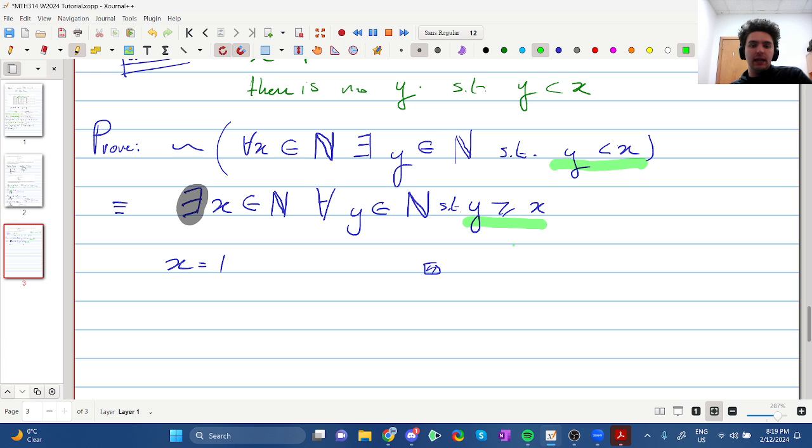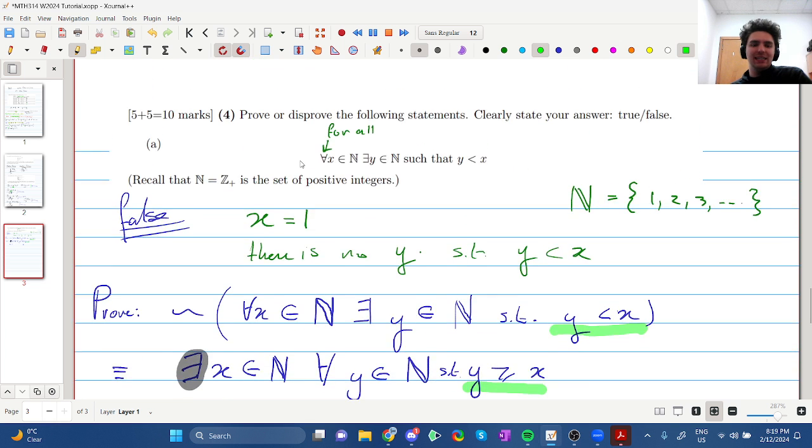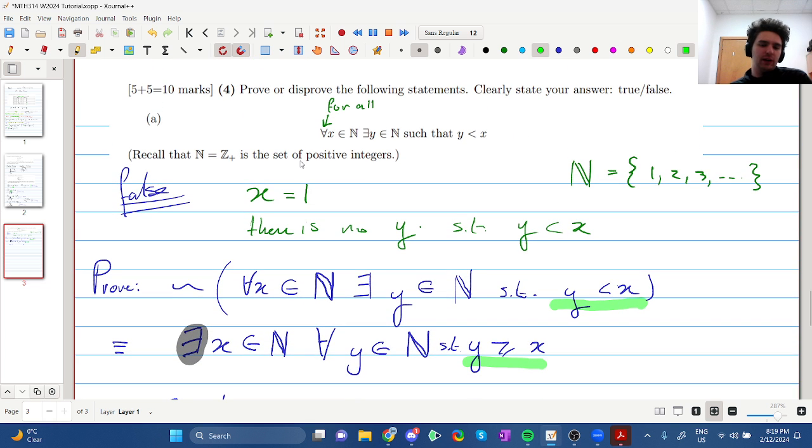Yeah, I mean, you have the idea at this point. People are saying x equals 1 is an example for which this fails. Yeah, that's fine. That should be fine. This is not the only way to prove it, but this is definitely how it's expected of you to prove it, getting the idea of instantiating x equals 1.